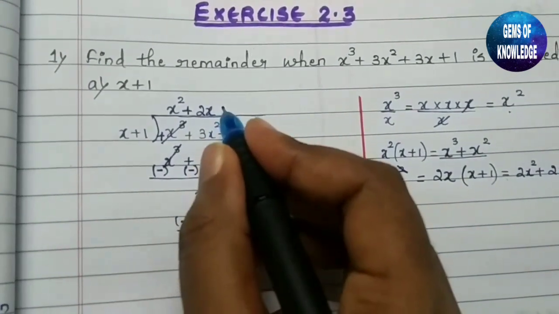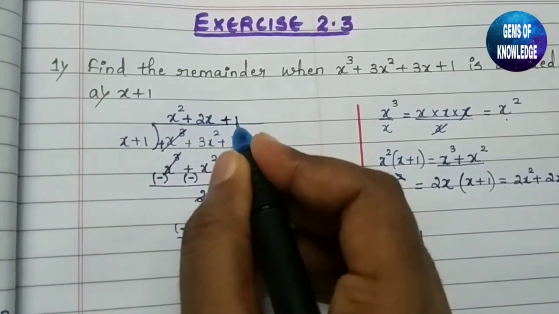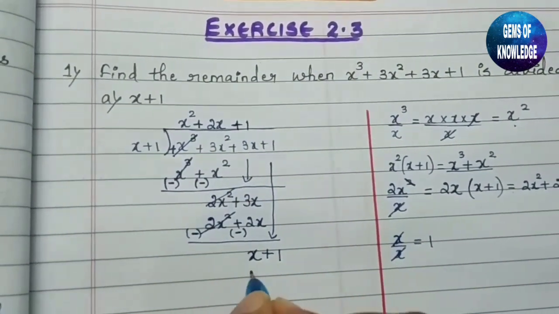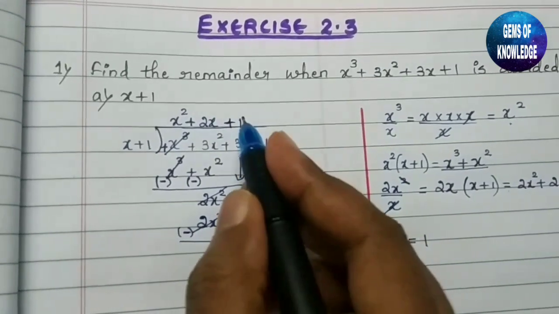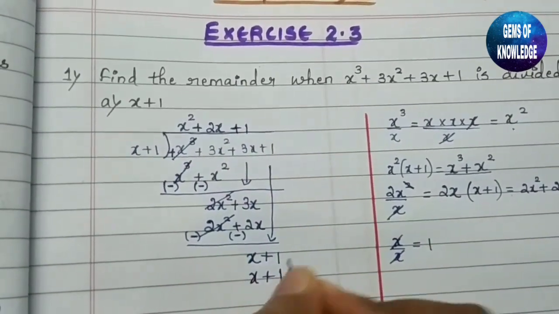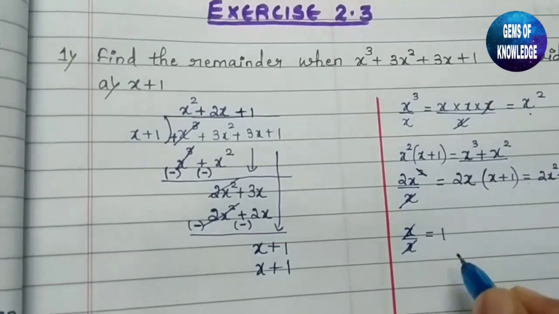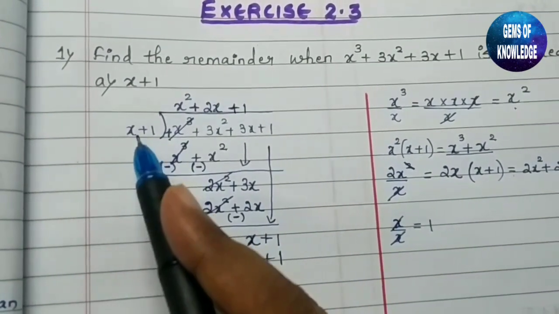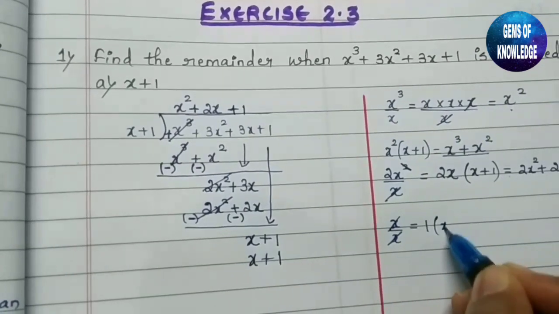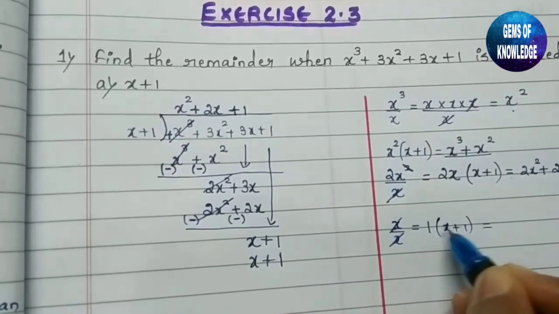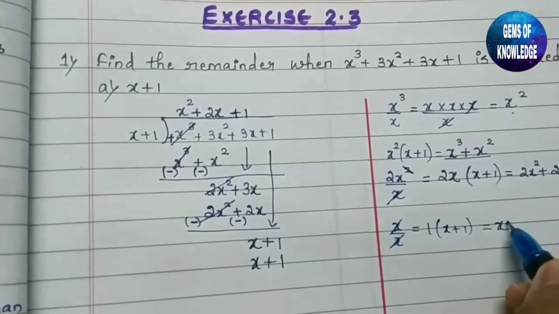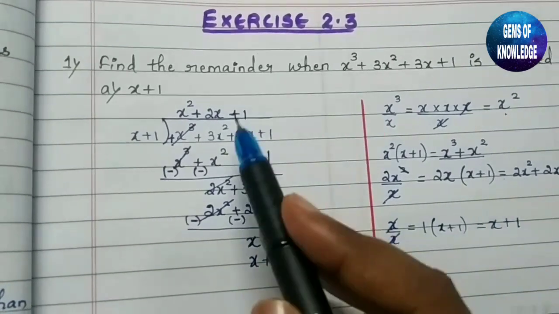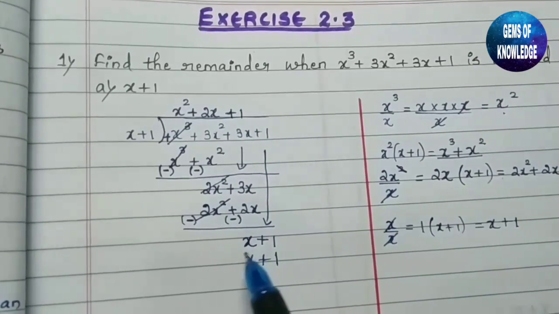Okay, so you are going to write plus 1 over here. So 1 into x will be x, plus 1 into 1 will be 1. How did you get this? You can see here, this 1 must be again multiplied with this. So 1 into x will be x, plus 1 into 1 will be again 1. So you got x plus 1, and you are writing x plus 1 over here.